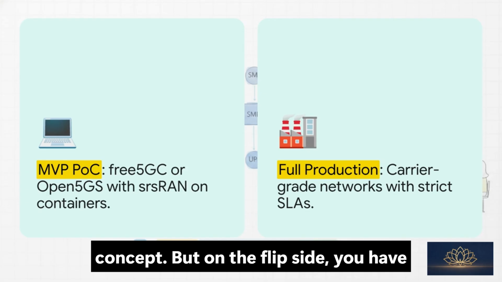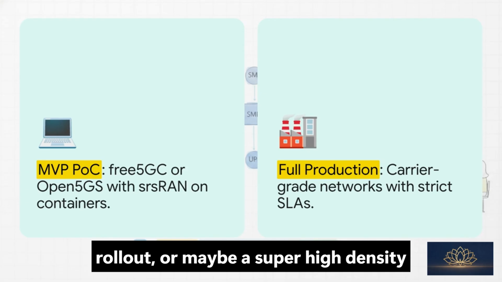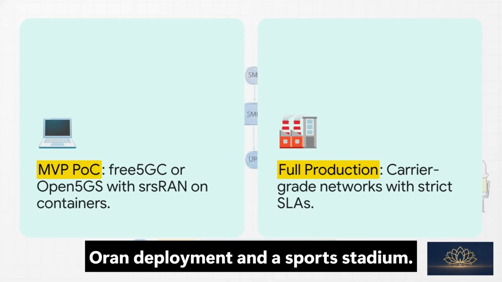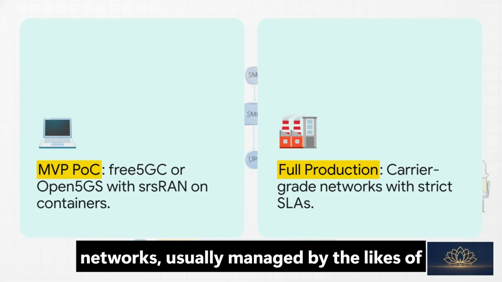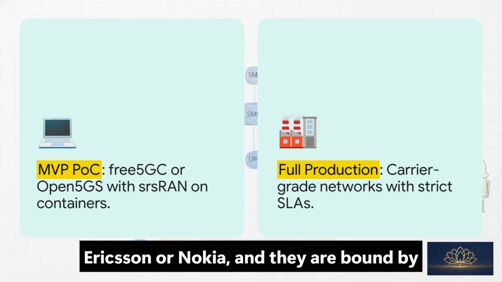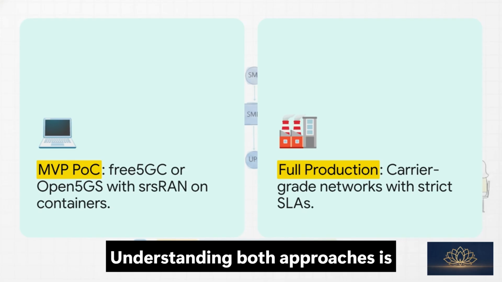But on the flip side, you have full production. We're talking about Rakuten's massive cloud-native 5G rollout, or maybe a super high-density O-RAN deployment in a sports stadium. These are resilient, carrier-grade networks, usually managed by the likes of Ericsson or Nokia, and they are bound by very strict service-level agreements. Understanding both approaches is absolutely critical for your toolkit.